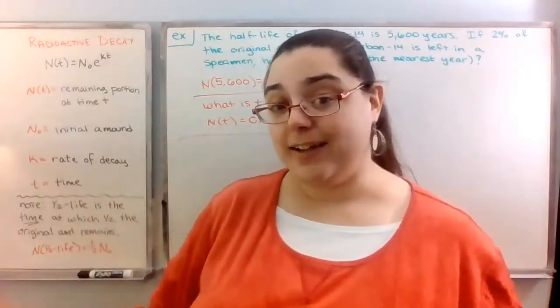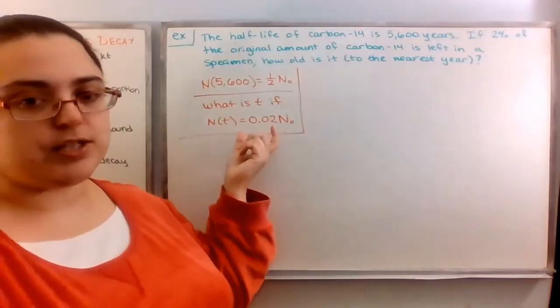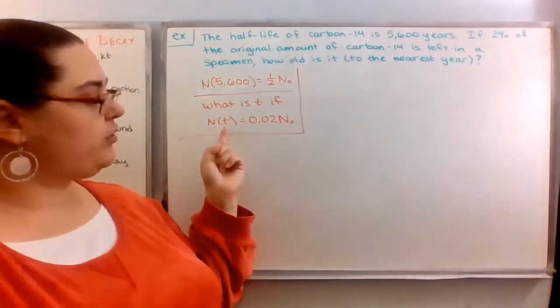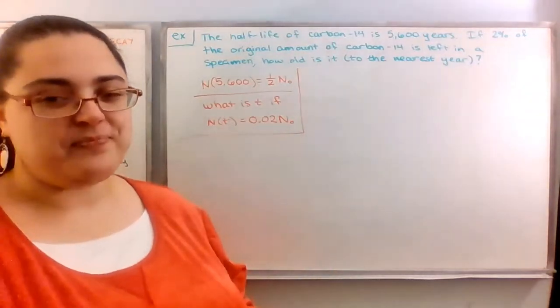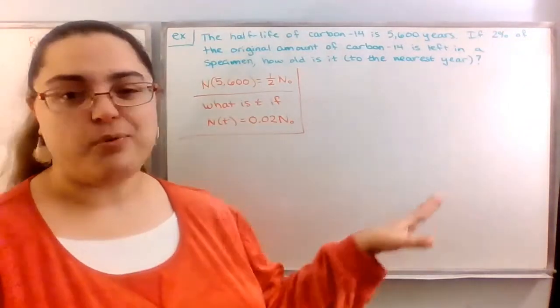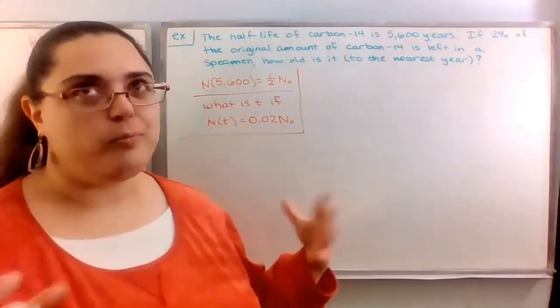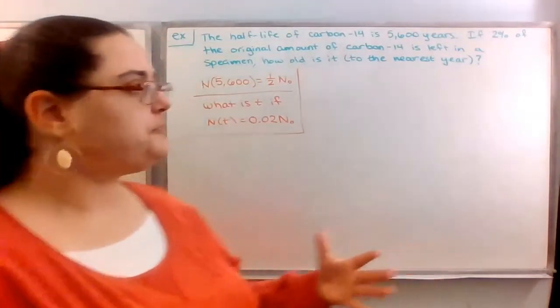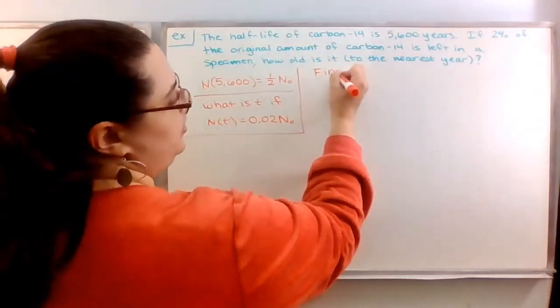Once we have K, then we can form a formula and be able to solve this equation here, or figure out for what value of T we will have 2/100 of the original amount. And in all of this, it's not important for us to know that original amount. We'll see that we can get rid of it; it won't become important in the equation. So let's start out by finding K.